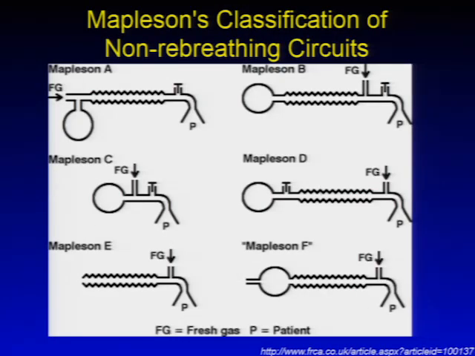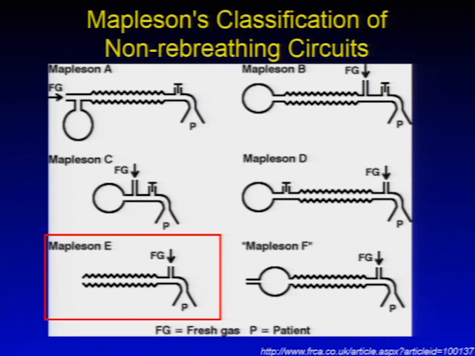So Mapleson's classification of the non-rebreathing circuit is kind of notorious for you and for everybody. There are 1, 2, 3, 4, 5, 6 kinds, and Mapleson F, the last one, was added later. The most important part to remember is the Mapleson E system. This is the typical T-piece, what was formerly called Ayre's T-piece, or the Bain circuit.